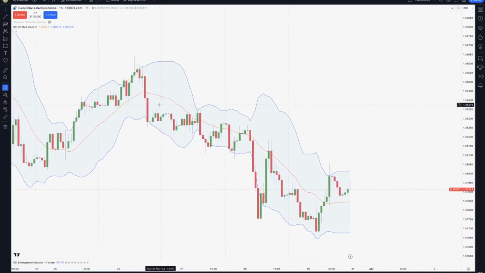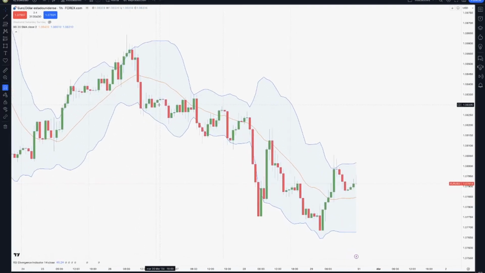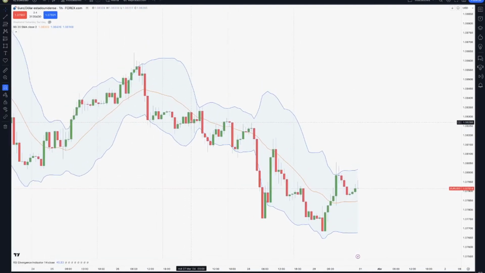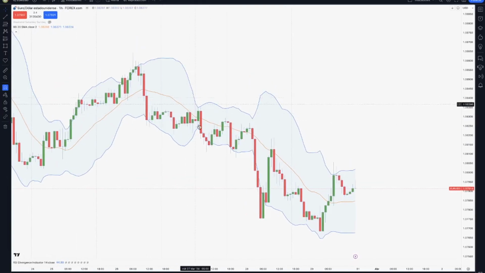So basically we will be waiting for the Bollinger Bands to narrow, for example right here, and as we can see it narrows, that indicates low volatility, so we can anticipate a potential breakout. For example, right here in this narrowing, using of course our price action reading, we can see buy side liquidity taken right in the place where the Bollinger Bands narrow. It was taken inside the fair value gap.